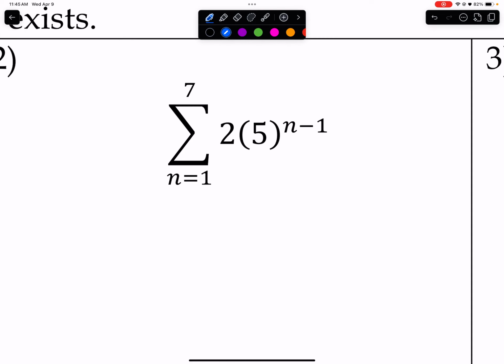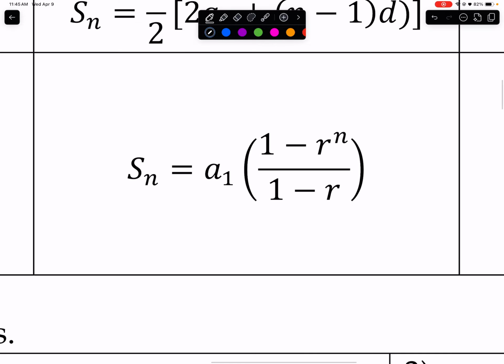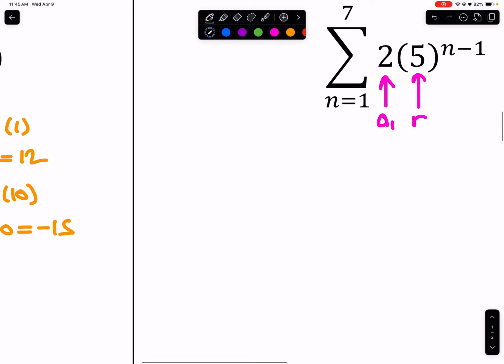Moving on, looking at the next one, now your equation is written in the form of a geometric sequence. In a geometric sequence, what you hopefully remember is that the number here in the front is the value of your first term, and the value inside is your common ratio. With this formula, we're going to be using the finite geometric series. Luckily with this one, we're not going to have to go running around to find these values because they give them to us.